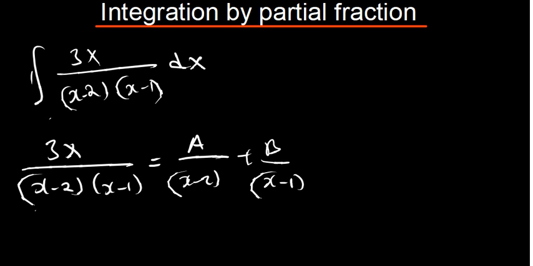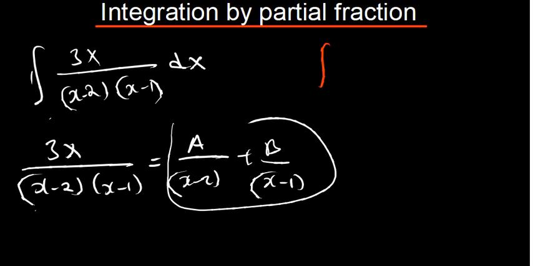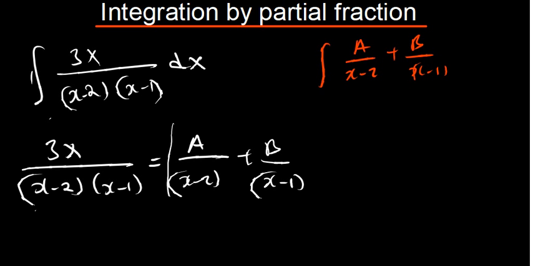This is what we are going to have initially, meaning that is the part which I'm going to plug in immediately when I resolve it into partial fractions. So now what I'm going to have is the integral of a over x minus 2 plus b over x minus 1. So this is what we are going to have. But first we are trying to find the value of a and b. That is our goal. So let's go ahead and find the value of a and b using partial fractions.